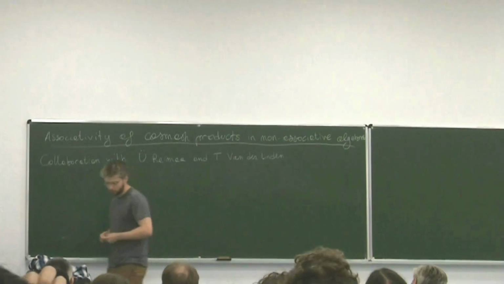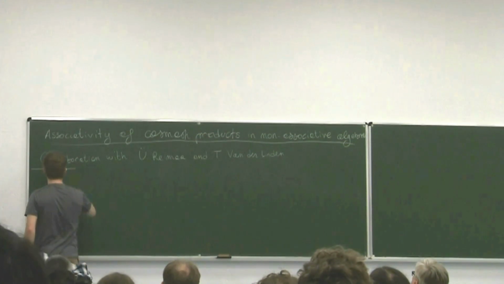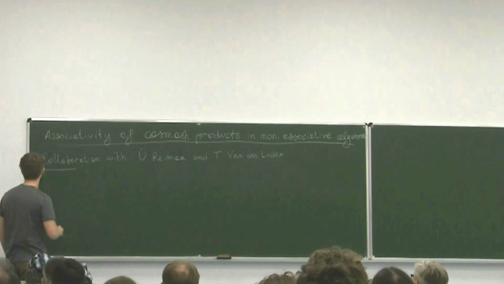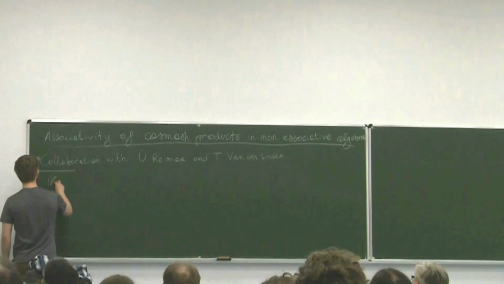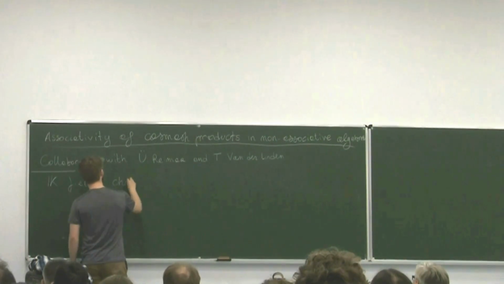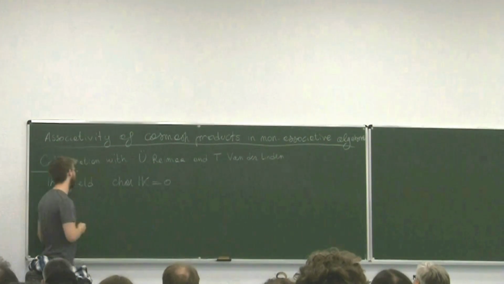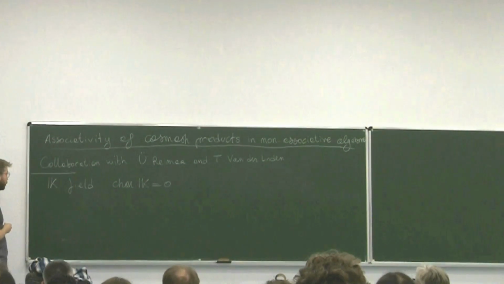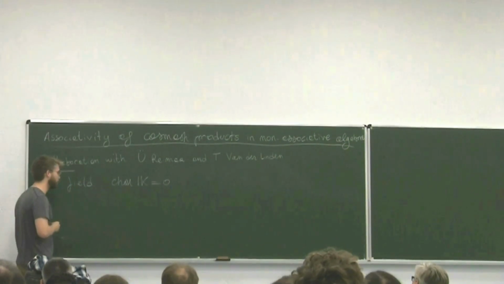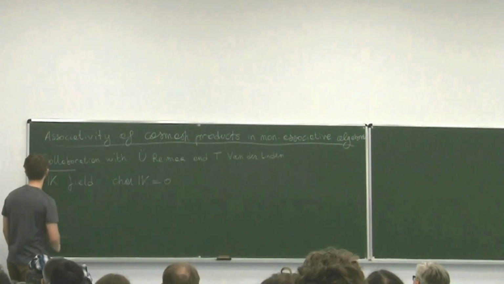Okay, so let me start with just being sure that we agree on some notation, or at least some words. K today will be a field, and I consider its characteristic to be 0. You can ask me at the end what happens if you change that, but for the simplicity of this talk, I will keep it like this.